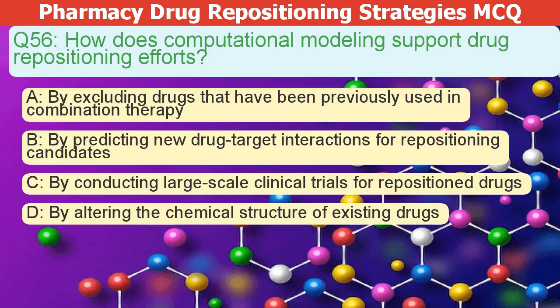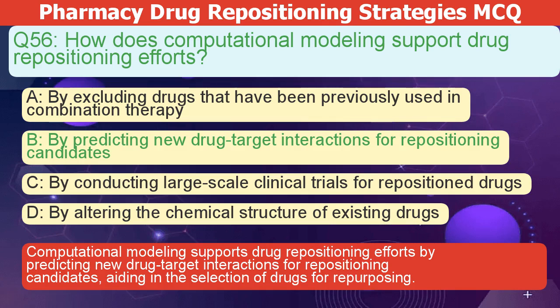How does computational modeling support drug repositioning efforts? A. By excluding drugs previously used in combination therapy. B. By predicting new drug-target interactions for repositioning candidates. C. By conducting large-scale clinical trials for repositioned drugs. D. By altering the chemical structure of existing drugs. The correct answer is B. Computational modeling supports drug repositioning efforts by predicting new drug-target interactions for repositioning candidates, aiding in the selection of drugs for repurposing.